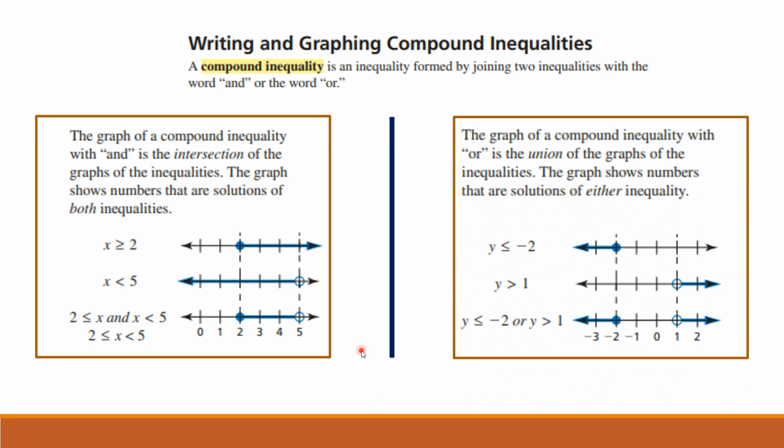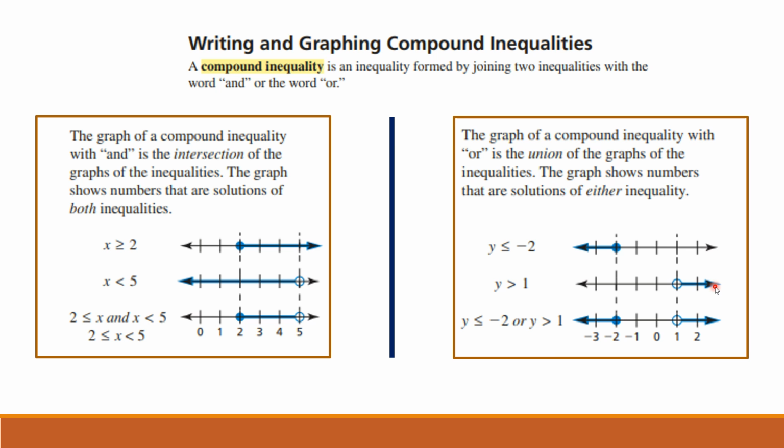The graph of a compound inequality with "or" is the union of the graphs of the inequalities. The graph shows numbers that are solutions of either inequality. So our first inequality is y is less than or equal to negative 2. Our boundary point is negative 2 with a closed circle because it's equal, and we shade to the left for less than. The second inequality, y is greater than 1. We have an open circle for 1, and we shade to the right for greater than.